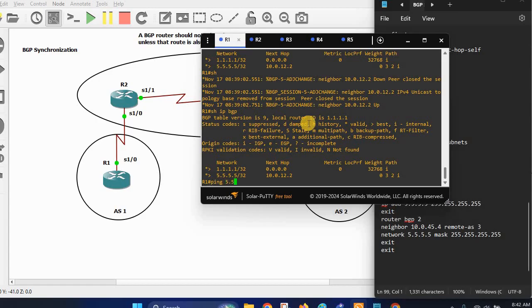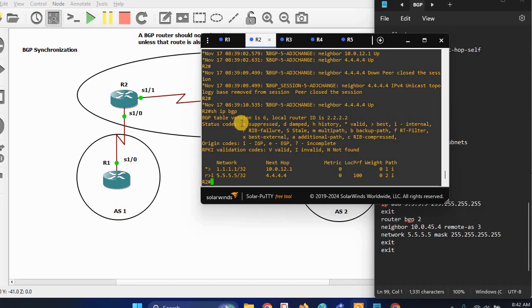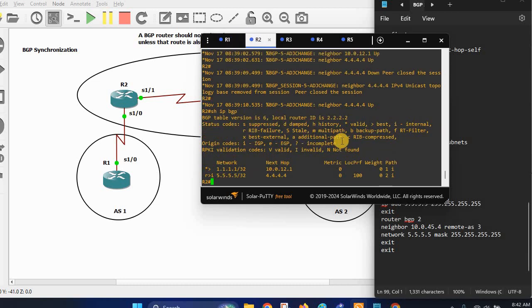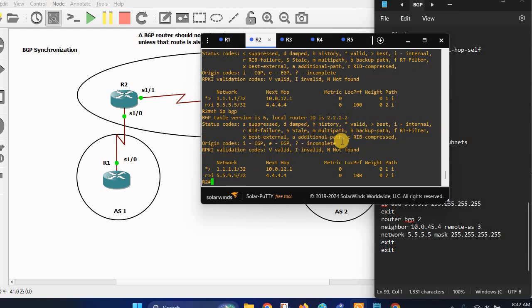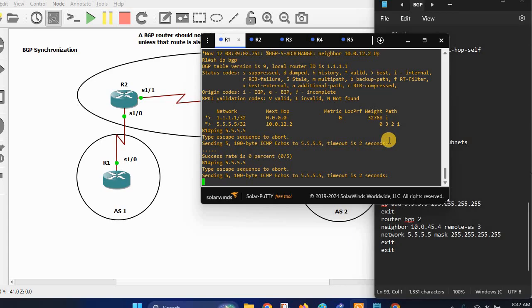But one minute. Ping 5.5.5.5. Okay, it will take a little time. It should ping. We cleared the BGP session, right? It should ping. So show IP BGP. Because it is not reachable here.